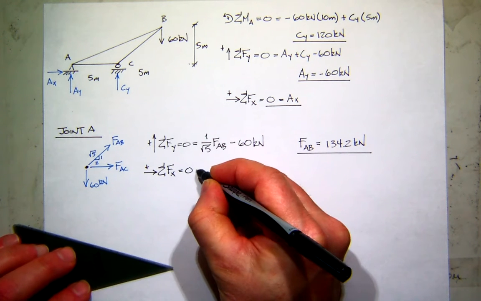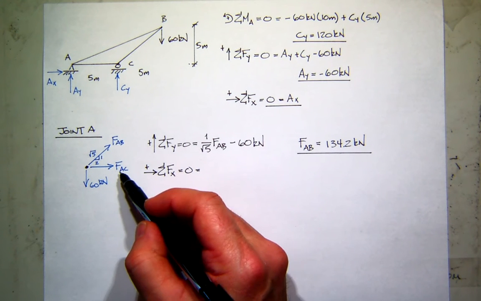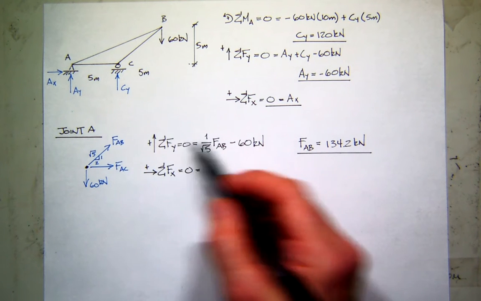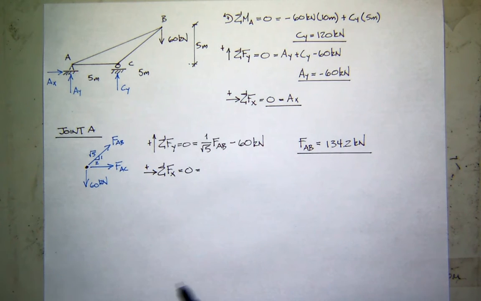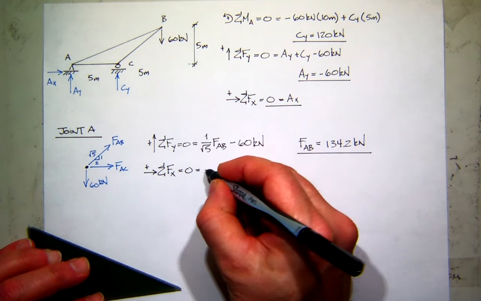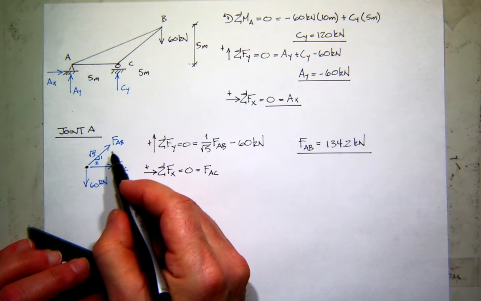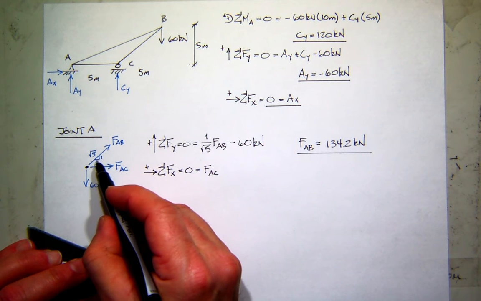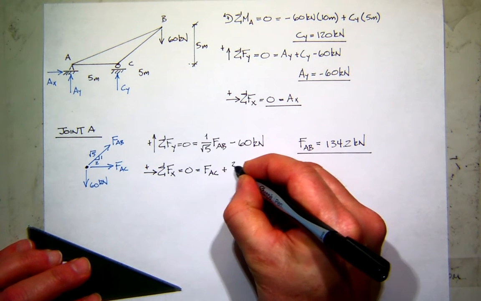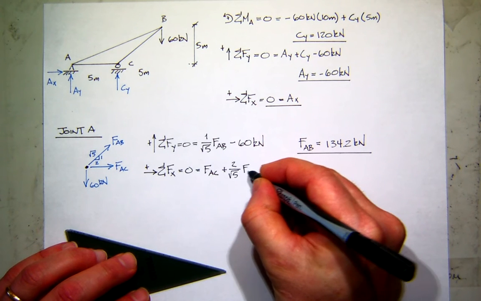Now you can see a disadvantage of this method is when I sum forces in the x, I'll have to get my new one, AC, but I'll have to use my old value. So if you mess this up, it's going to come along for the ride. So in the x direction, I have AC, which is positive. And I have the x component of AB. The x component is the horizontal one, that's 2. So this will be 2 over the square root of 5 AB.